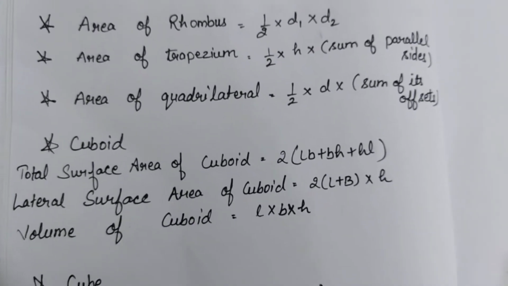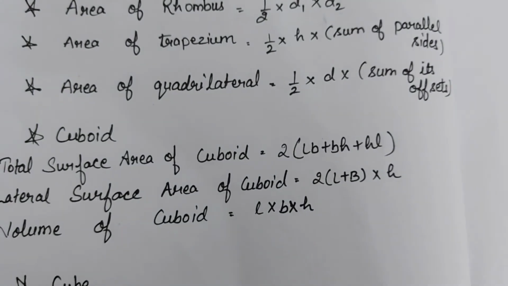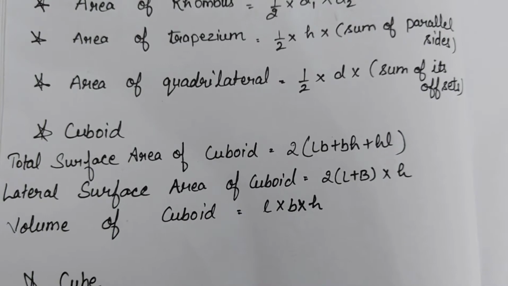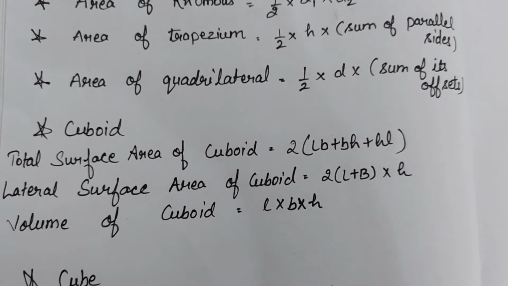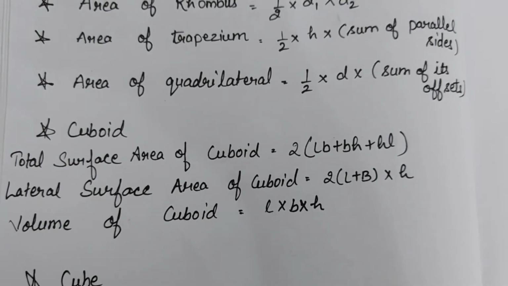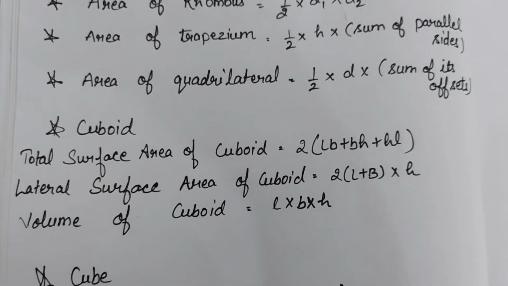Now, area of quadrilateral is equal to half into d into sum of its offsets. Offsets means altitudes which are drawn on the diagonal from the opposite vertex.